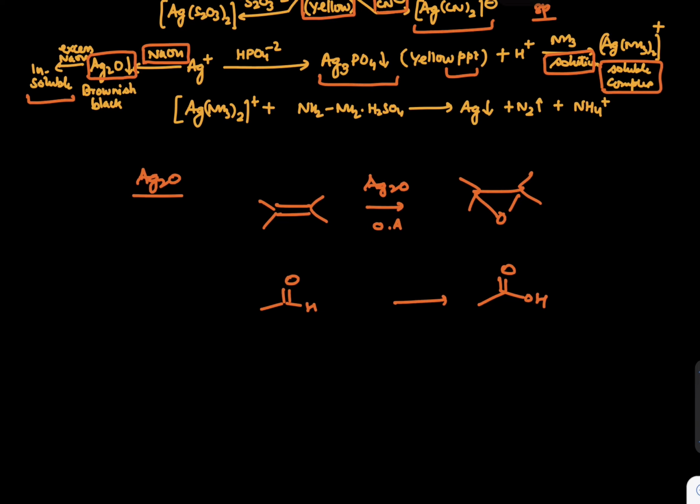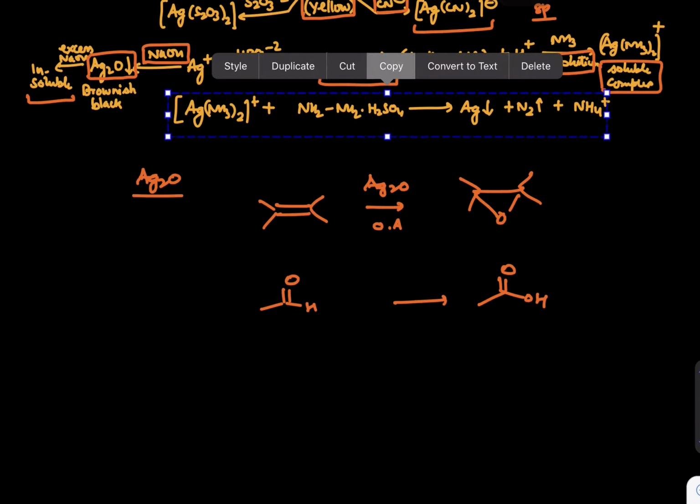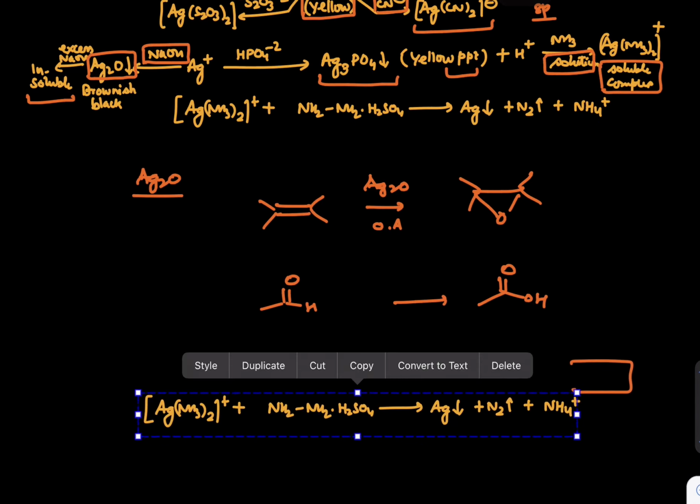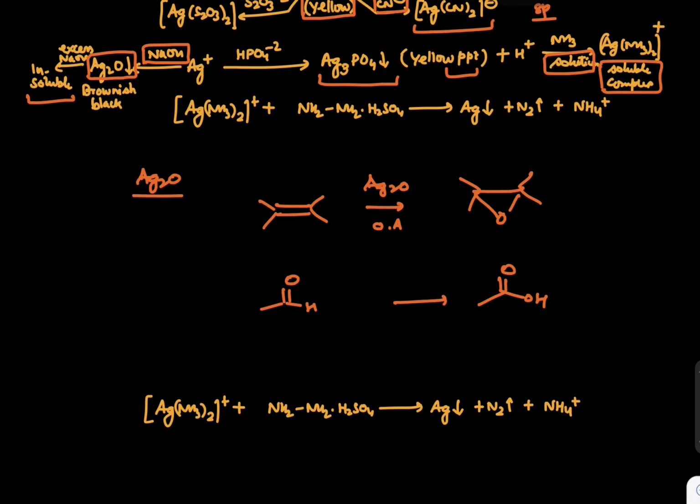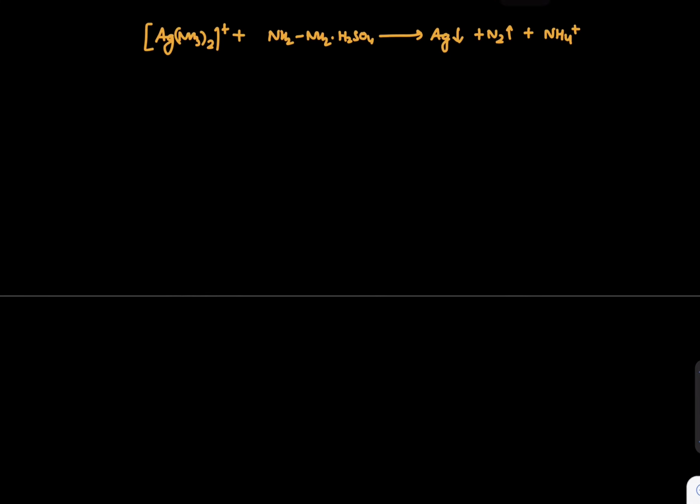In the last, we are mentioning a reaction of Ag(NH3)2 plus, and in this reaction, if you just draw it here, it's a reaction with hydrazine sulfate. So what is hydrazine sulfate? It is N2H4 connected with H2SO4, so it's hydrazine sulfate. In this reaction, what is happening? You can say N2H5 plus HSO4 minus also.